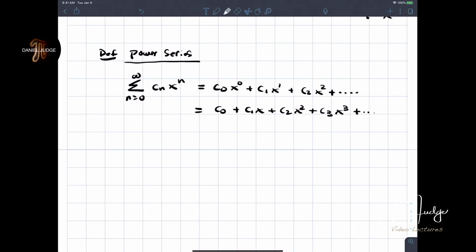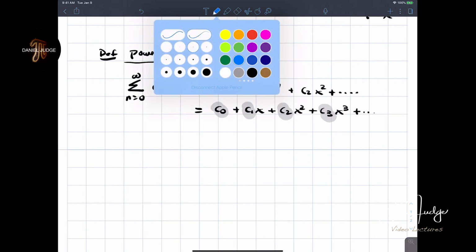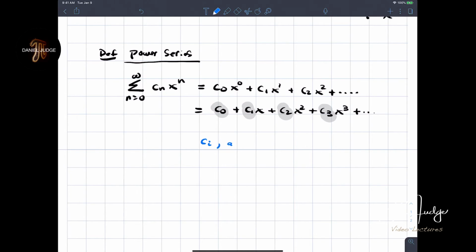And of course, you have here C0, C1, C2, C3. In other words, your Ci, for all i, are called constants. And your x is a variable. So here's your definition of a power series.